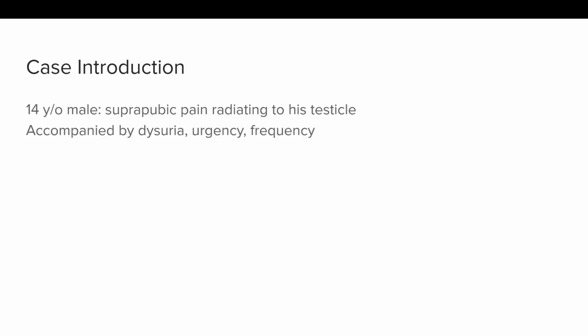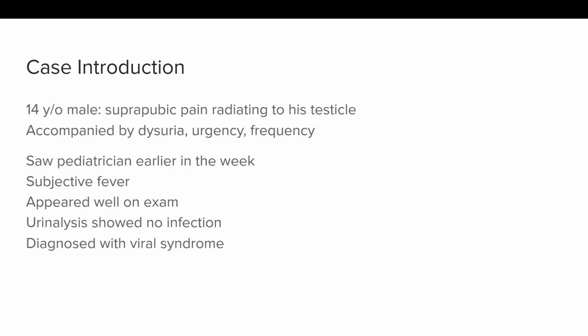Okay, this was a 14-year-old male who presented with suprapubic pain radiating to his right testicle. It was accompanied by dysuria, urgency, and frequency. He saw his pediatrician earlier in the week, who noted a subjective fever. He appeared well on physical exam. He did a urinalysis, which did not show infection, and was subsequently diagnosed with viral syndrome.